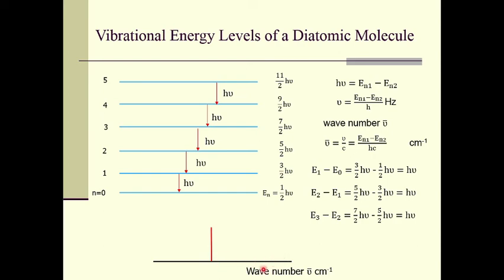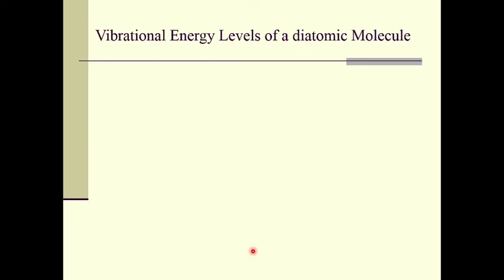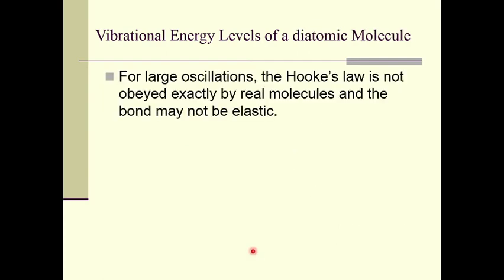So in the case of rotational energy levels or rotational spectrum, what we have seen, we have different, equally spaced lines for the rotational spectrum. However, in the case of vibrational energy levels, we have only a single line in the vibrational spectrum. So this is the difference between the rotational and vibrational spectrum of a diatomic molecule, right?